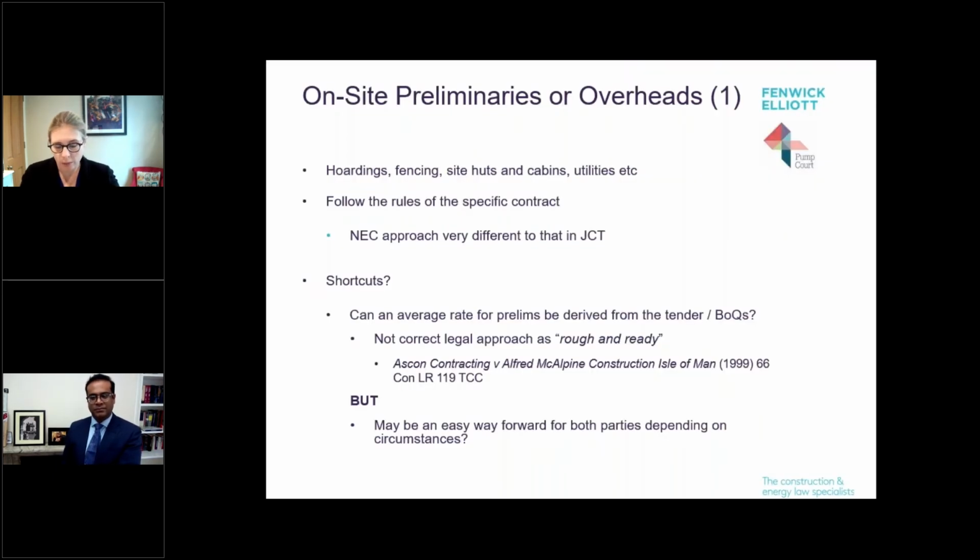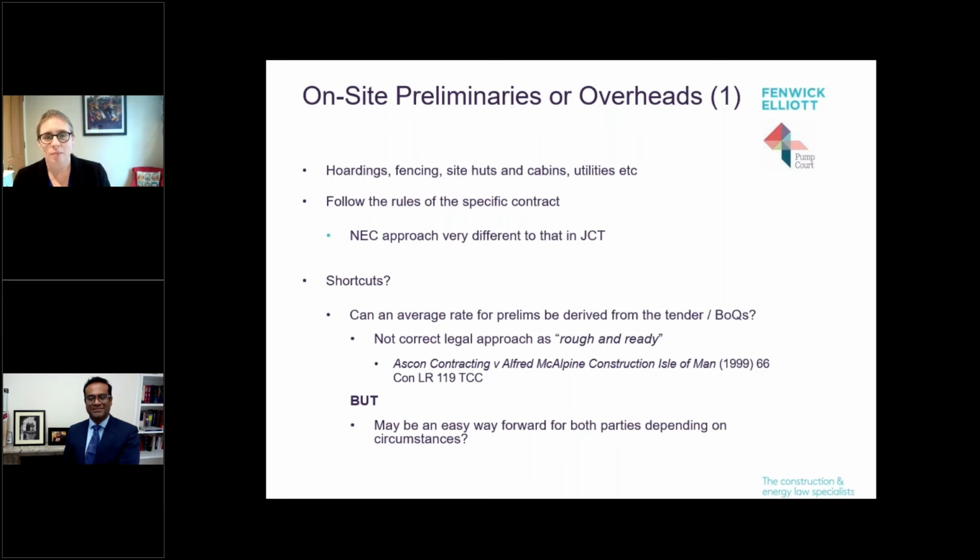So moving on, because I'm conscious of the time, to some specifics. First of all, on-site preliminaries and overheads: hoardings, fencing, site huts, cabins, those sorts of things. Again, follow the rules of the contract. The NEC approach is very different to that in the JCT.